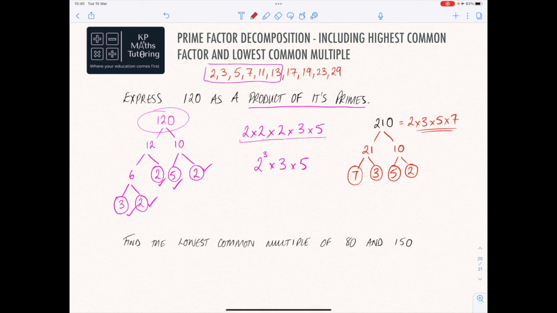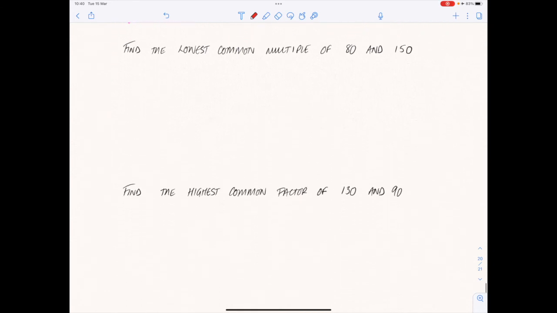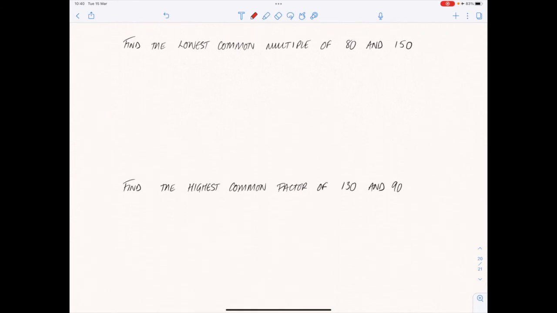Okay, let's look at now how we use this method to find the lowest common multiple of 80 and 150, and then we're also going to look at how we can use it for highest common factors. So if you're asked to find the lowest common multiple or highest common factor of two numbers, the first thing you can do is complete your prime factor decomposition for each number. So I take 80 and I take 150 and I complete my prime factor tree for each one.